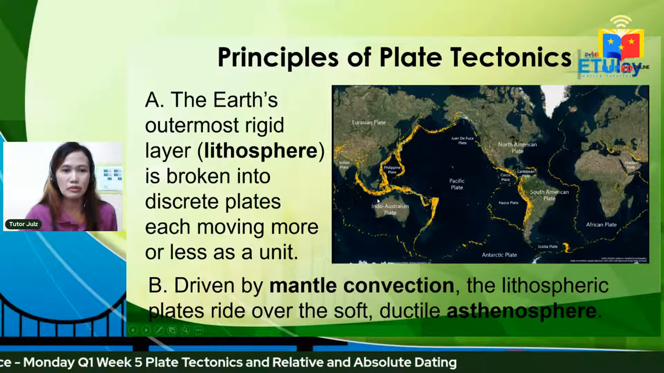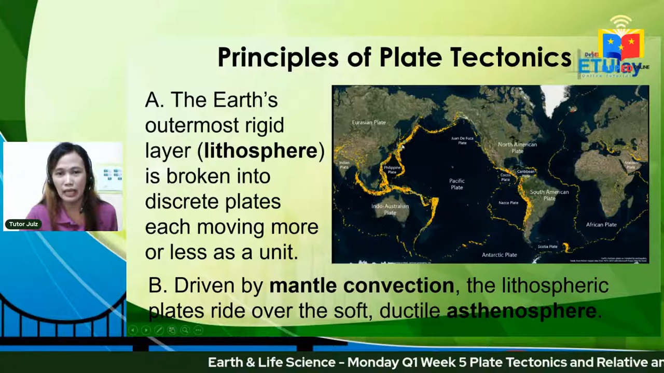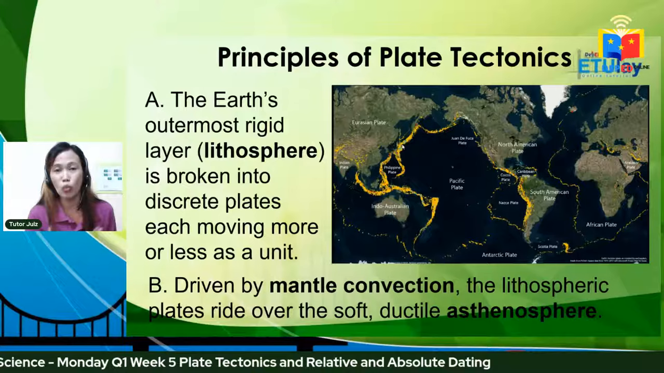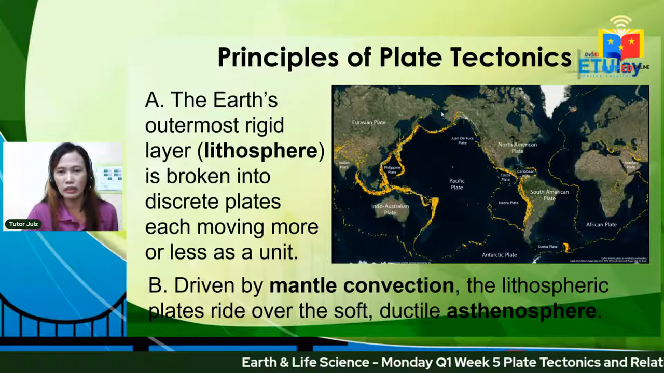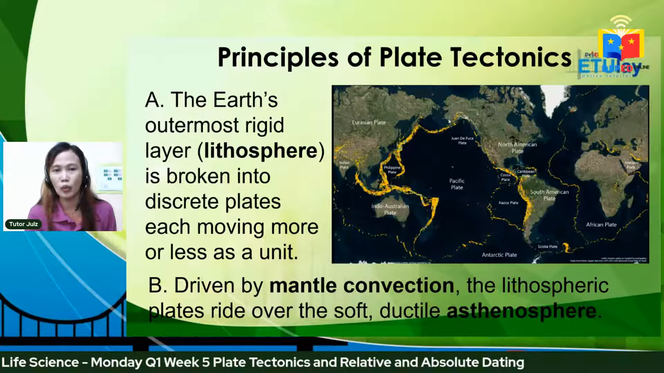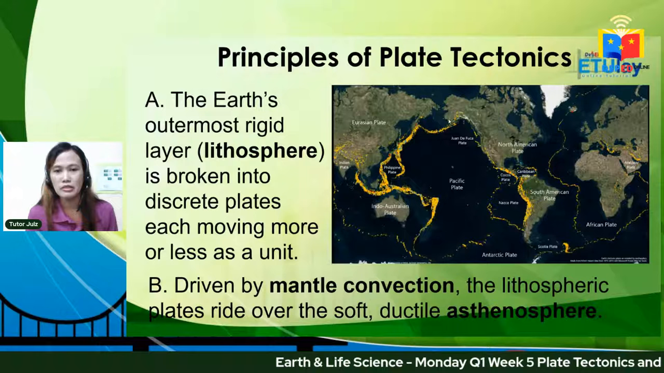The Earth's outer rigid layer, the lithosphere, is broken into discrete plates. It's moving more or less as a unit. So the lithosphere is broken into distinct plates and moves as one unit. And then, this plate, by the way, based from the continental drift theory, the plates of the Earth are like a jigsaw puzzle, wherein one plate is related or connected to the other plate, okay? And then there are seven major plates, and there are dozens of small plates.